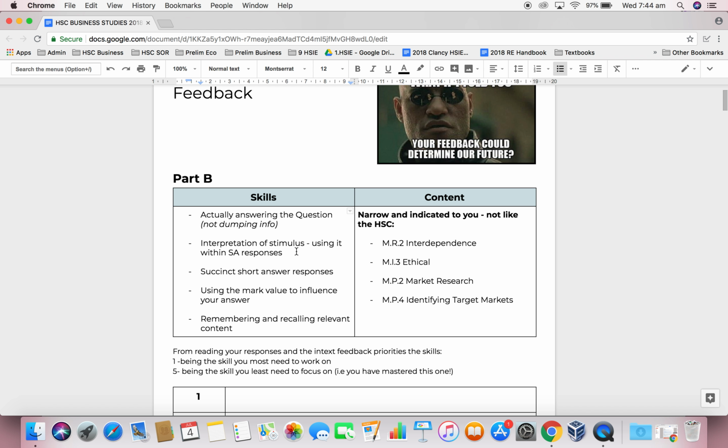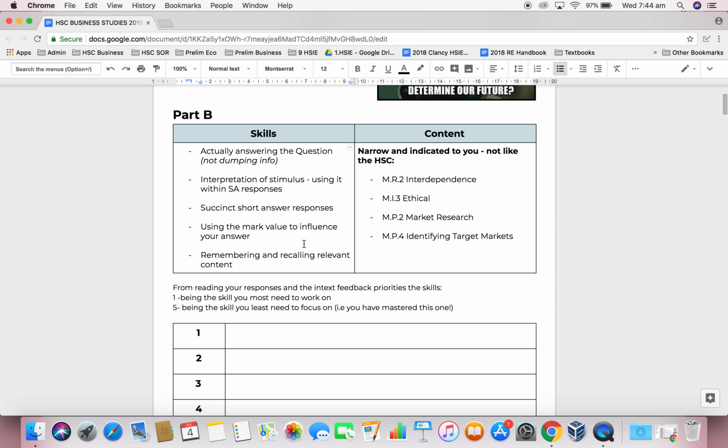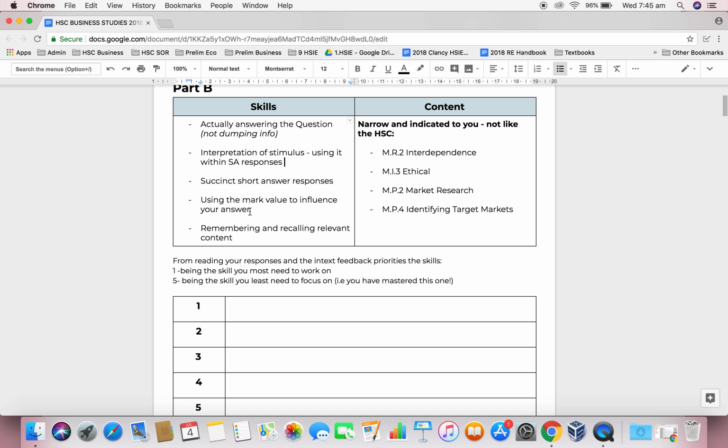The second one is using and interpreting from a stimulus and how well you've done this, okay? Are you succinct? Did you write on all of those extra lines? Because essentially, you should be able to receive 4 marks in the lines given to you for a 4-mark question. So a lot of you, I think because you had extra time, thought, oh, I'll just fill those extra lines where it may not actually be usable or appropriate for you to do that in the HSC.